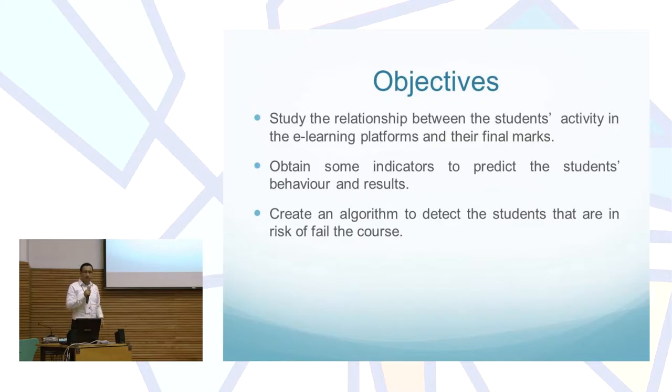So the objective of this paper is to study the relationship between the students' interaction with the e-learning platform and the final marks, in order to obtain some indicators and try to predict the students' behavior and results. Also, in our work, we present an algorithm that detects the students that are at risk of failing a course.